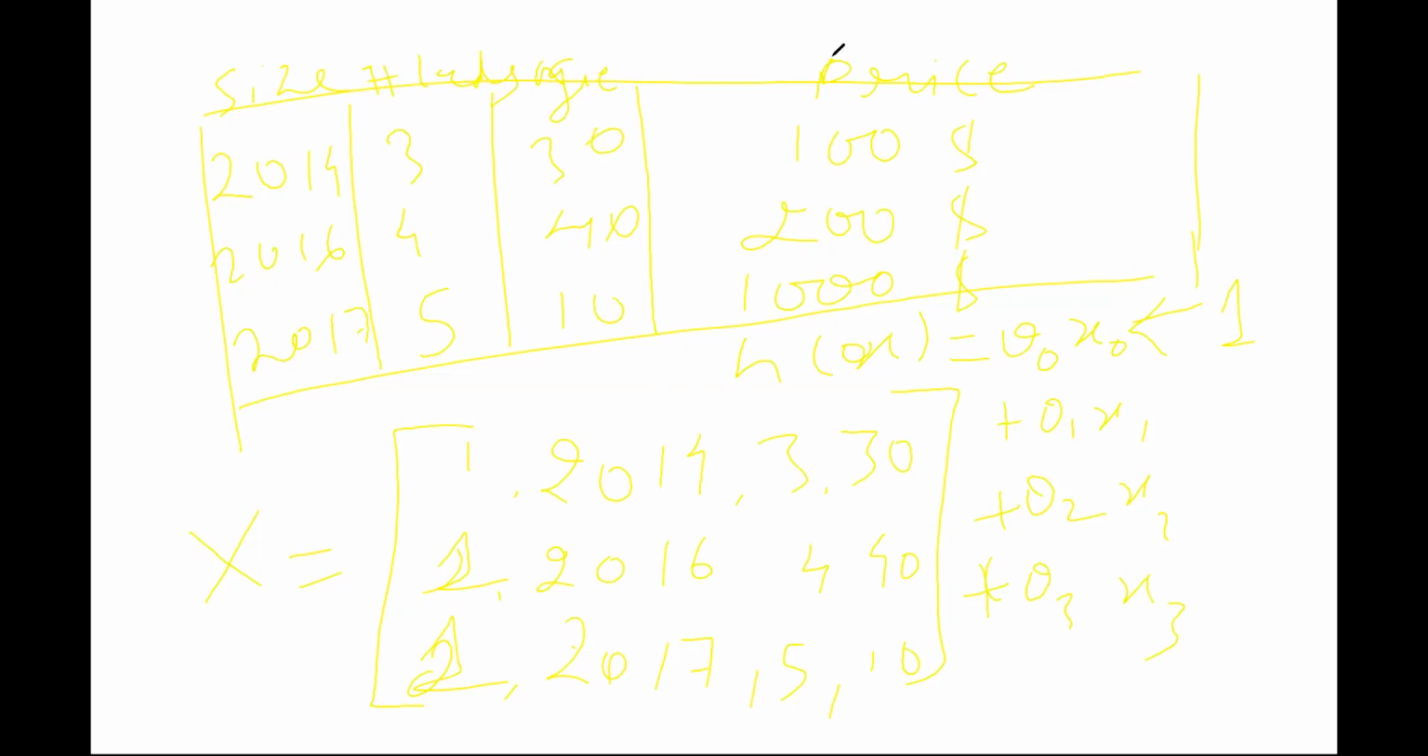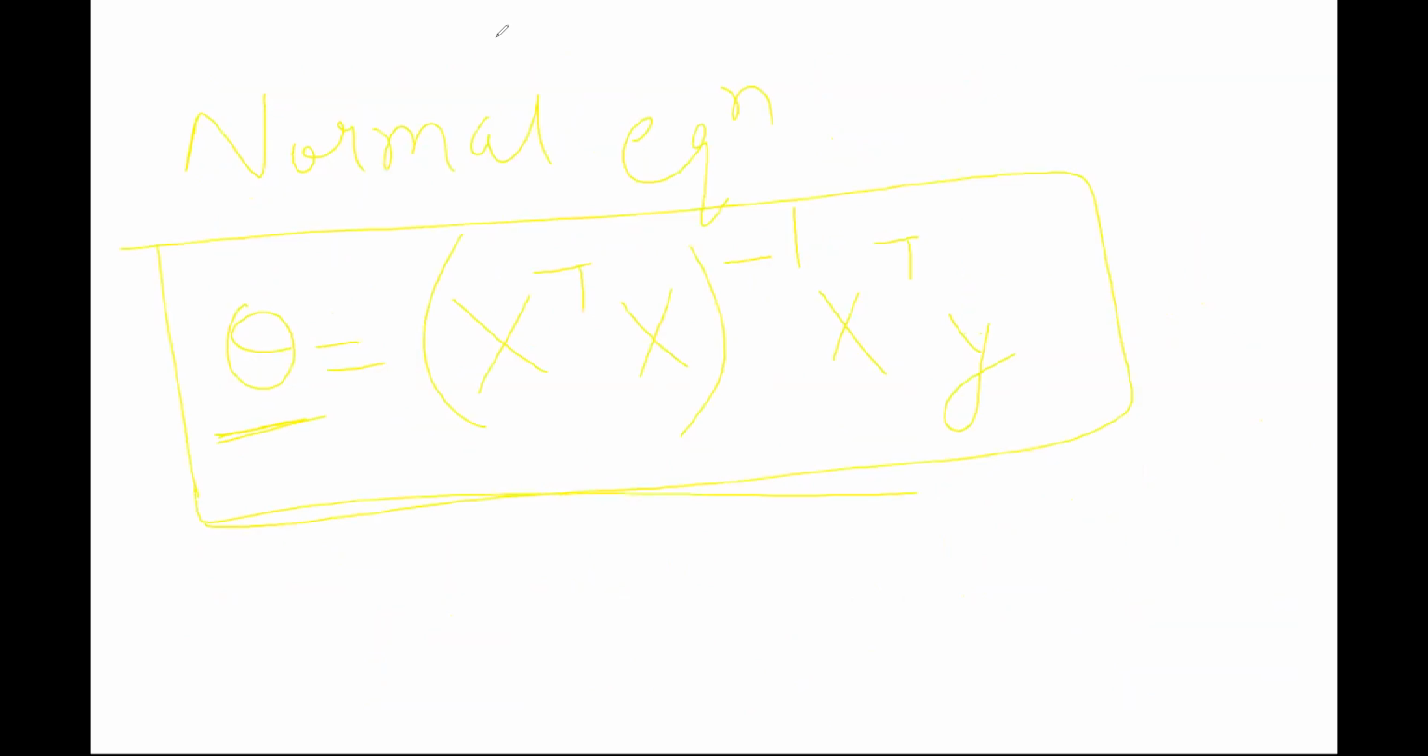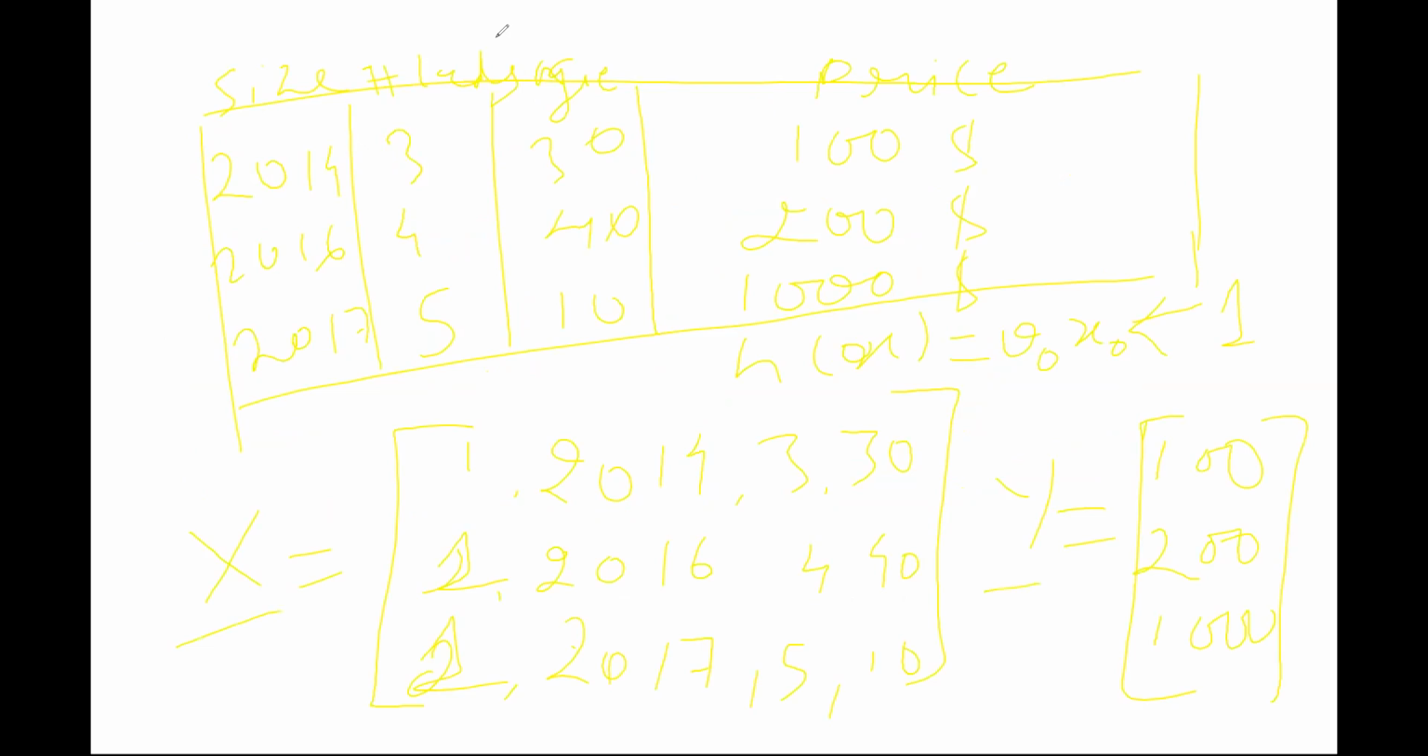And how will we write y? For writing y, your y will be a vector: 100, 200 and 1000. And using this X and y, you can find your theta value using just this simple equation in a single go. But how do you find the y? Y is the given part, the given value.